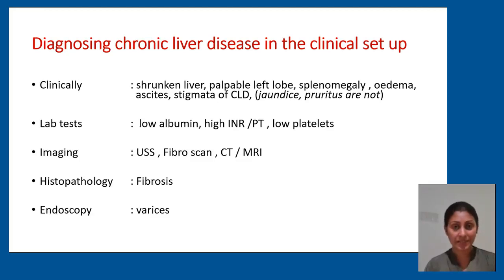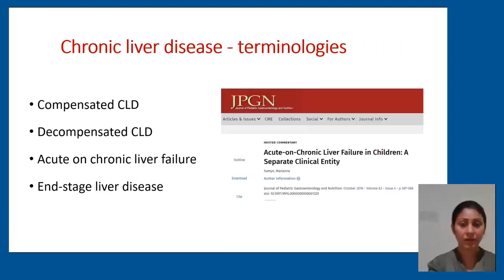Histopathology is the gold standard, though we can't do it in every patient every time. It is the gold standard to say there is inflammation and fibrosis, which would tell us there is chronic liver disease. If you perform an endoscopy, presence of varices would indicate portal hypertension, again indicating chronic liver disease. There are other terminologies which are linked to chronic liver disease.